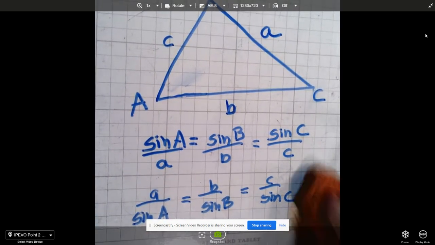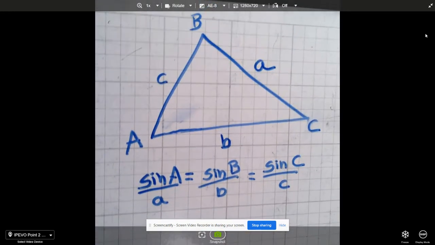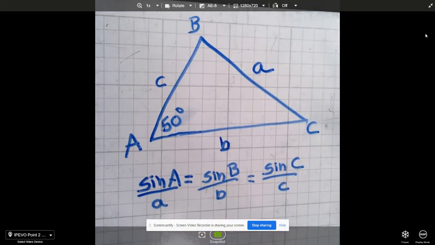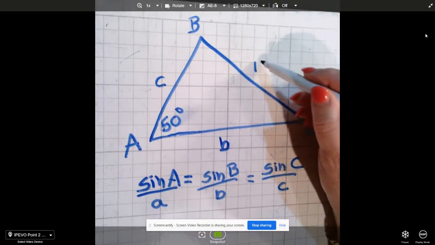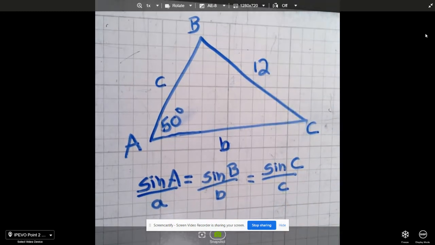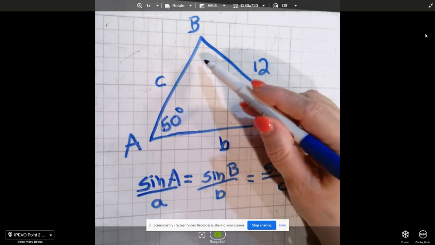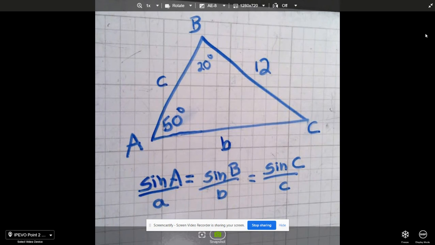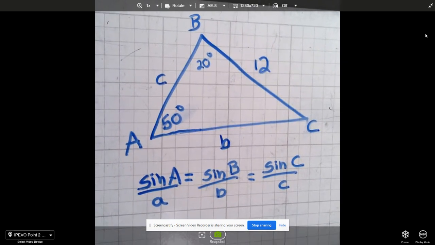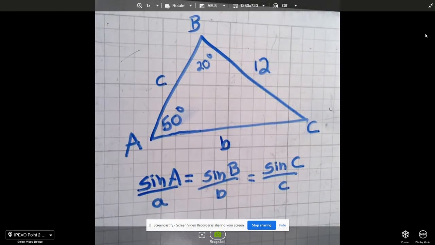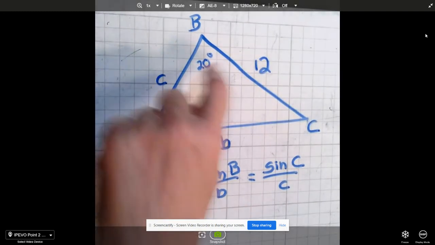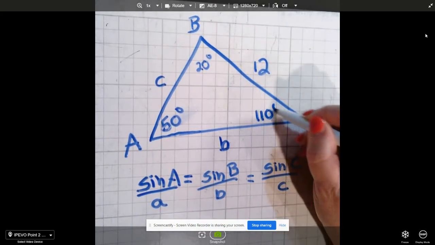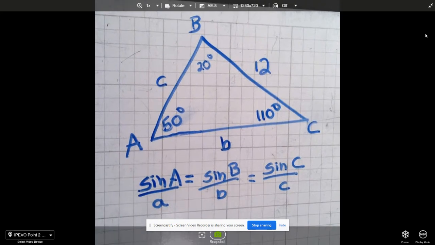So now let's just take a look at an example. Let's just make up some values. Let's say angle A is 50 degrees, and we'll say side A is 12, and angle B we'll say is, I don't know, 20 degrees. Doesn't really matter. All right, and we want to find out everything about the triangle. So of course we can easily find C by just adding these two up. That's 70 degrees. 180 minus 70 would be 110 degrees. Obviously this triangle is not drawn to scale.